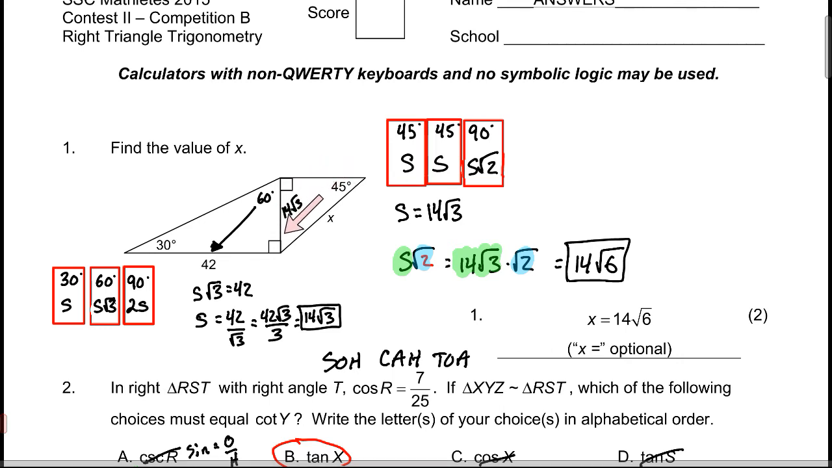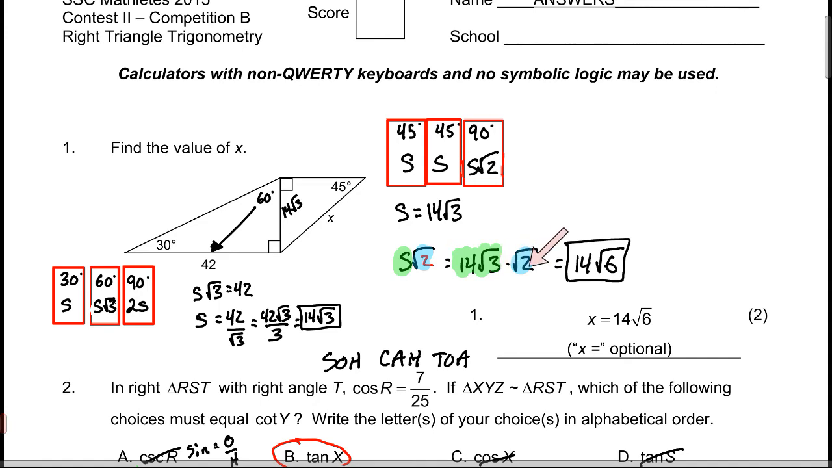Now we're dealing with the 45-45-90, so I'm just looking right here right now. Which side do I know? I know the side that is across from 45. So I know the value of s is 14 root 3, right? But we need to find s root 2, because that's the side that's across from the 90. So, s root 2, take the value of s and just plug it in there: 14 root 3 times root 2.